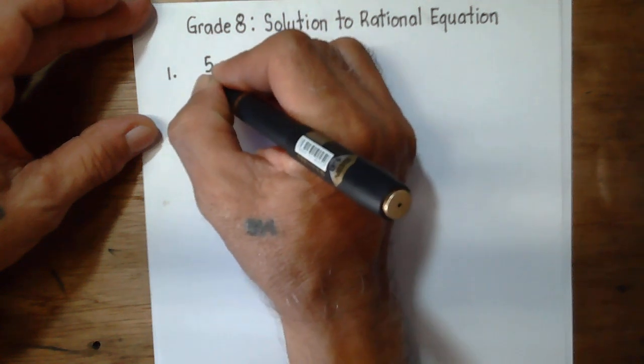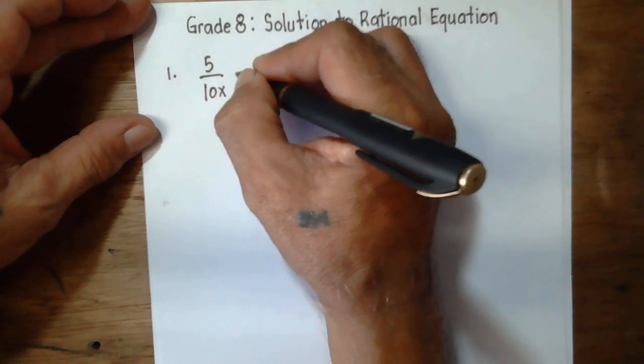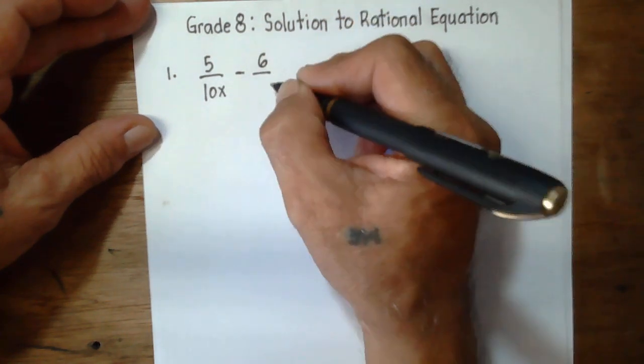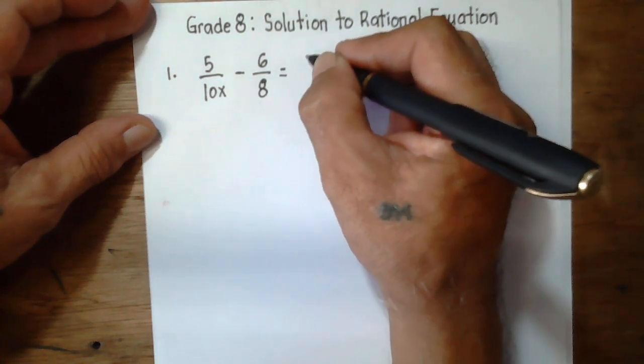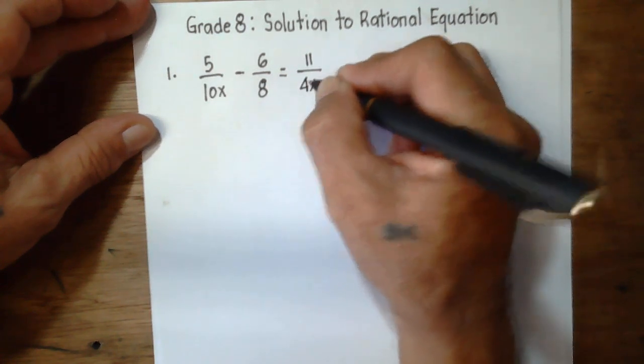5 over 10x minus 6 over 8 is equal to 11 over 4x.